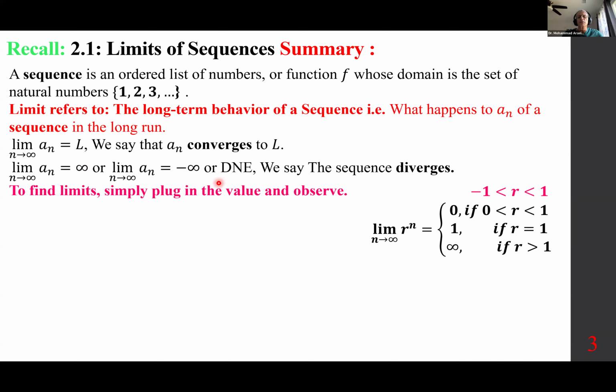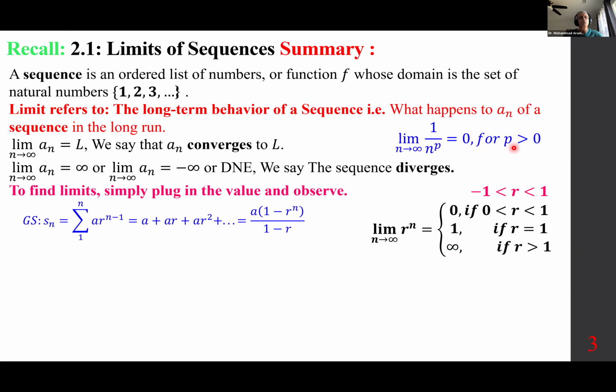A couple of theorems. The limit of r to the power of n as n approaches infinity depends on the value of the base r. If it's between -1 and 1, it is 0. If it's 1, it is 1. And if it's larger than 1, it is infinity. Another theorem is that the limit of 1 over n to the power of p as n approaches infinity is 0 for p larger than 0.